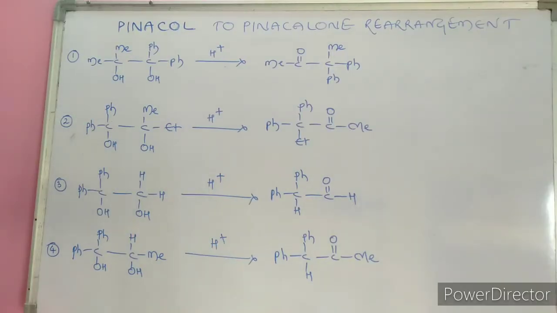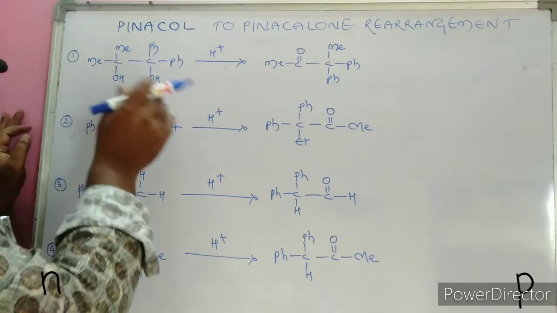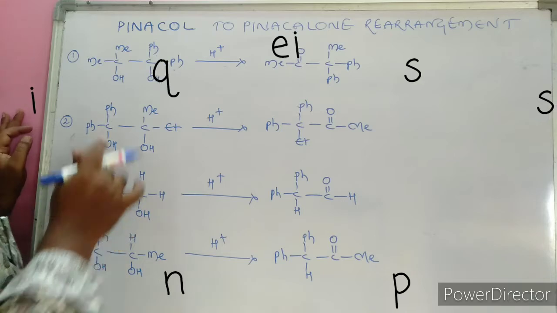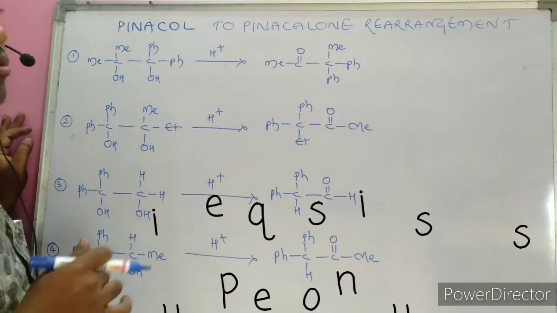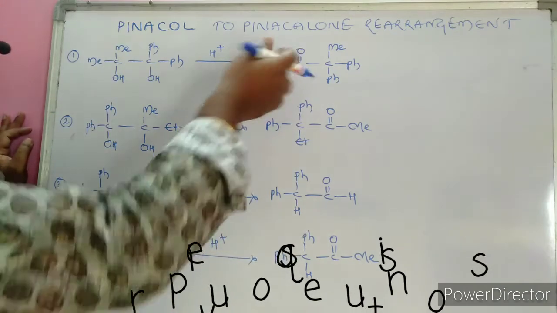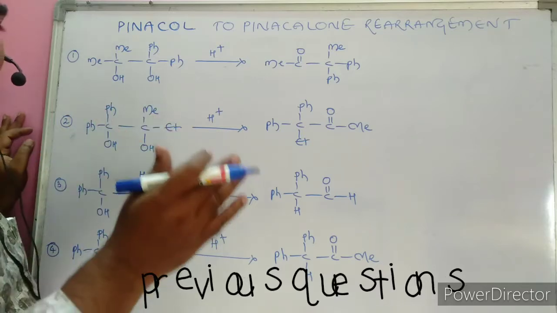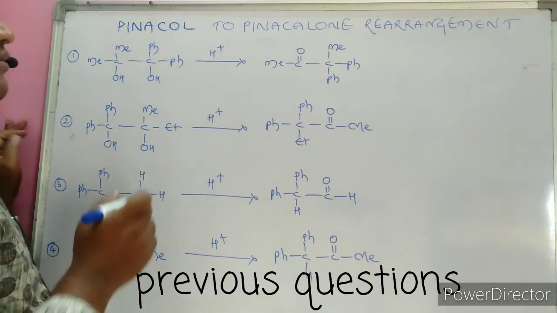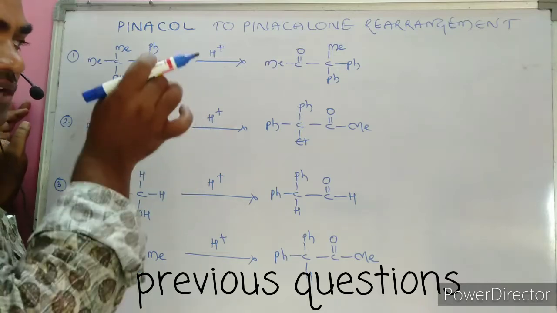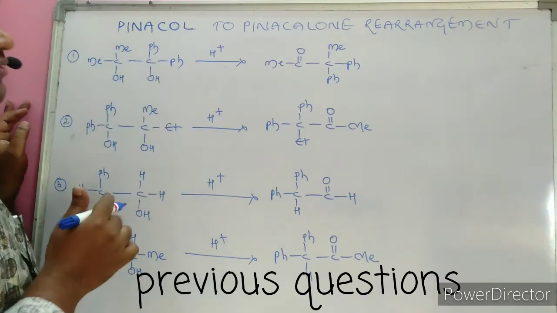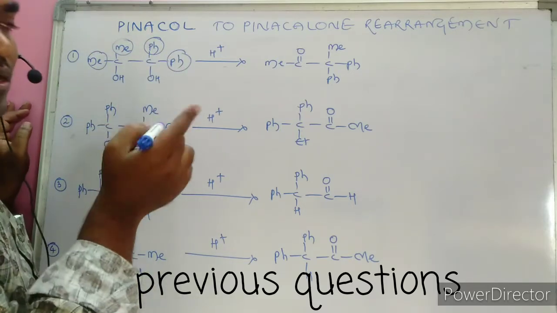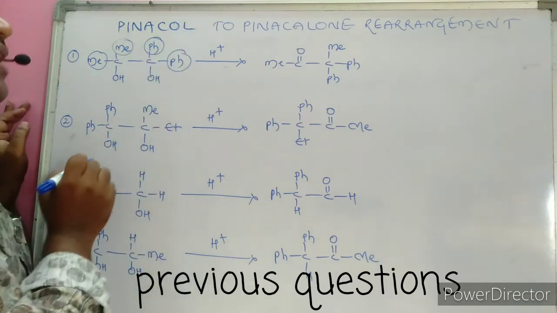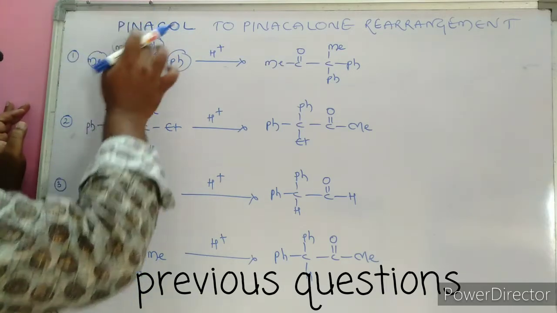Now a few examples regarding the pinacol to pinacolone rearrangement. How can we identify whether the given reaction is pinacol to pinacolone? If the vicinal diol and H plus are given, it passes via pinacol to pinacolone rearrangement, and obviously the respective carbonyl compounds, whether aldehydes or ketones, are the formed products. Here every example is of its own kind. Here methyl groups are present and phenyl groups are present. Then you get a doubt which group gets migrated, whether the phenyl or the methyl.